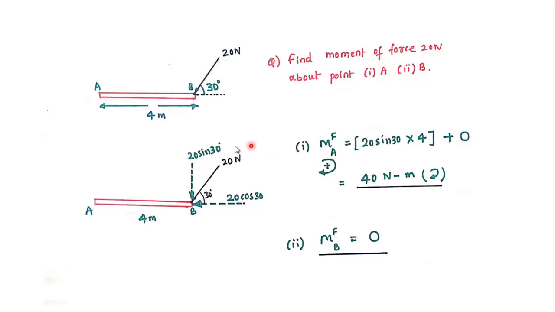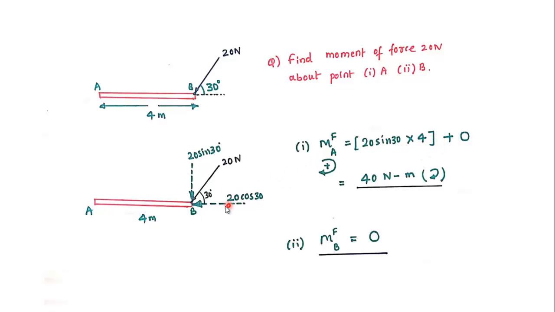Now this 20 sin 30 will create, you see how it is going, a clockwise moment. It will try to rotate the rod with respect to point A in the clockwise direction, therefore plus 20 sin 30, and now we have the perpendicular distance, that is 4 meter, so into 4.